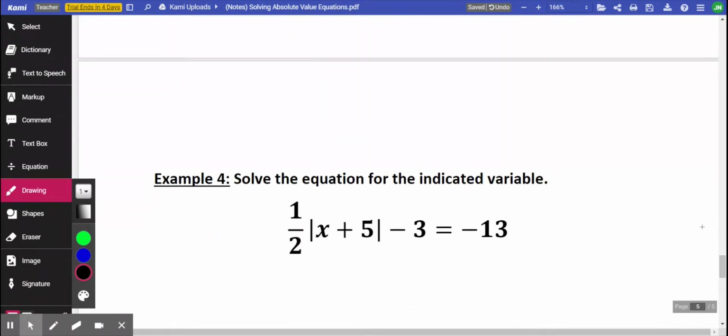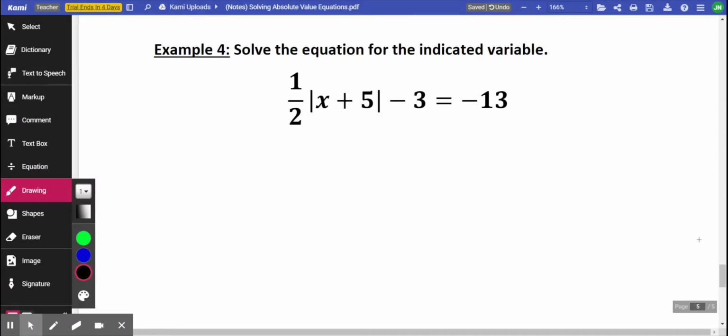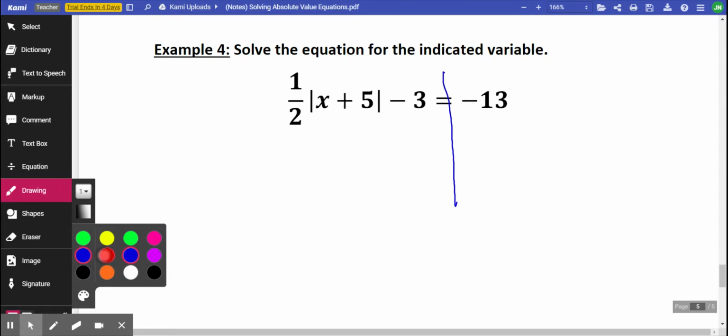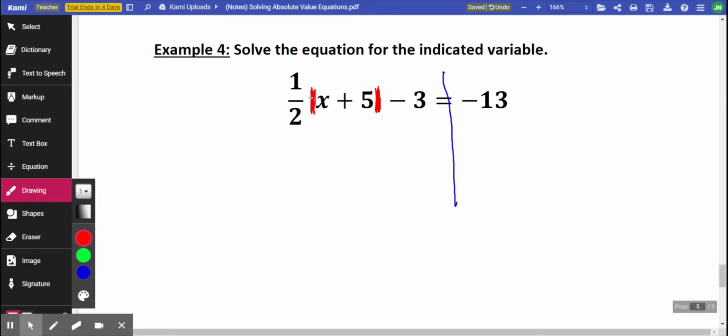Example 4. Solve the equation for the indicated variable. So in this case, we have something a lot crazier looking, but we're going to treat it the same way that we treated the previous ones. So first thing we need to do, draw the wall. The whole point is getting the absolute value symbol by itself. Don't get overwhelmed. Keep your eye on the prize. So we want to get this alone.